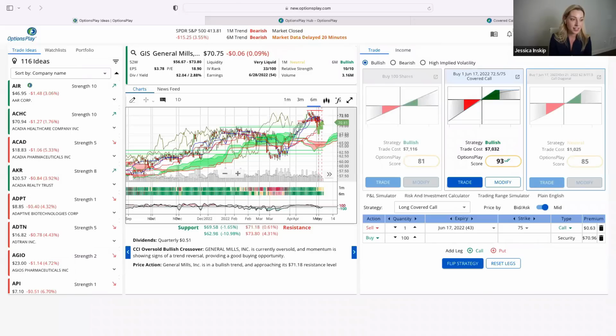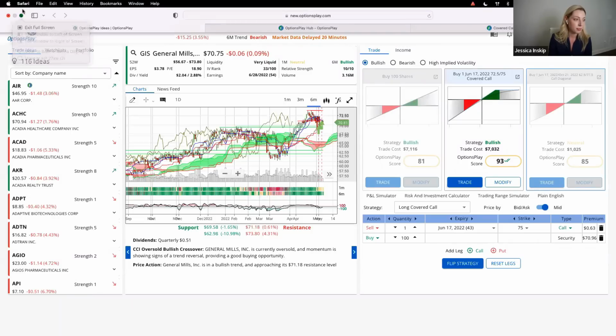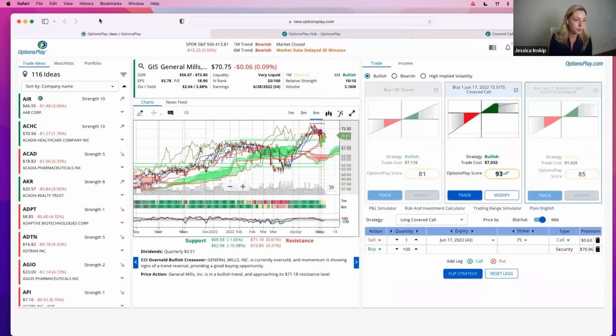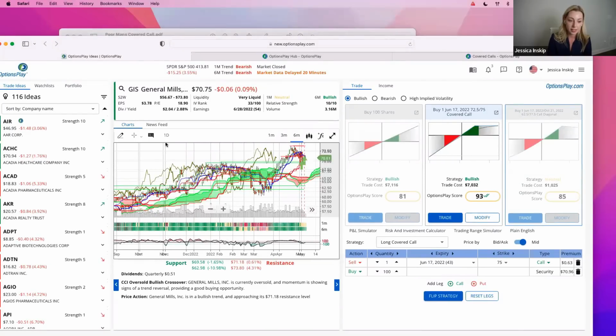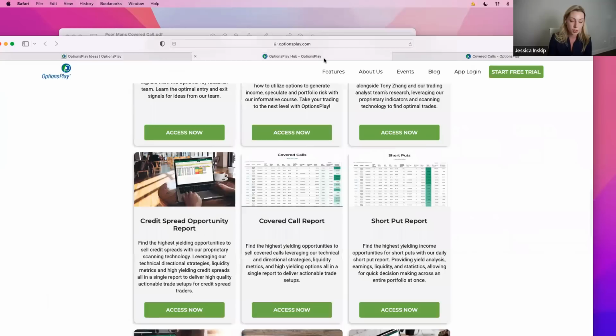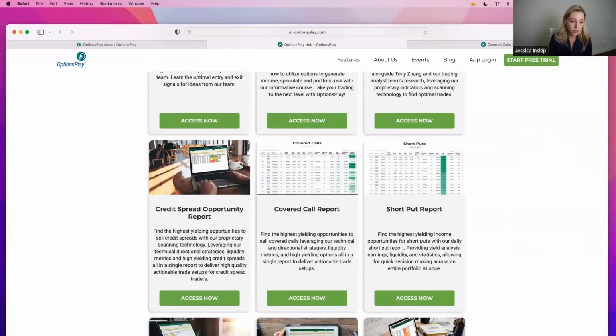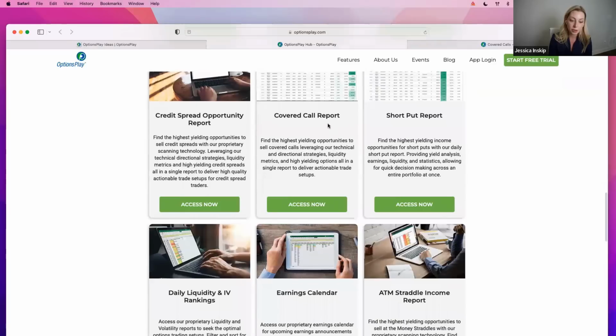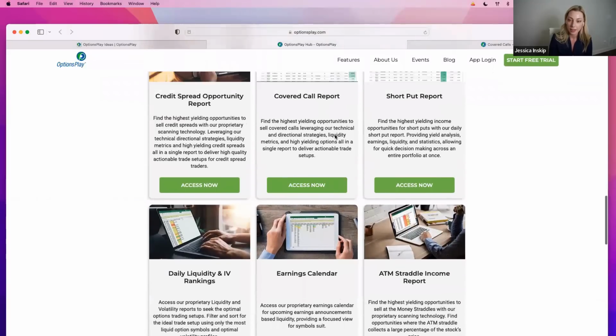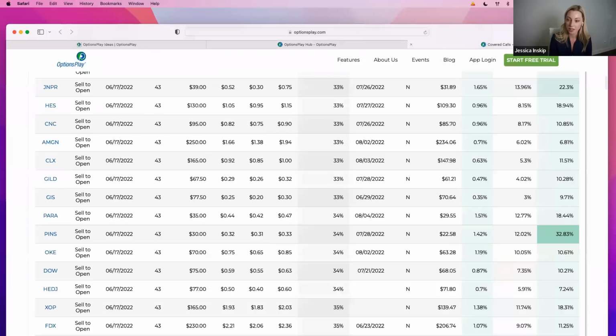All right, so how to get to that report one more time. I've got a lot of my controls at the top, so I apologize. I'm going to just move this one around. So on the platform, you're going to click this button here, which is the education and resources. So right here, that is going to take you to the OptionsPlay Hub. On the OptionsPlay Hub, if you scroll down, there is a slew of educational resources, but this is where you'll find the opportunity reports is what we call them. So you access now, it may ask you to sign in again. And then once you access now, it will take you to this report.